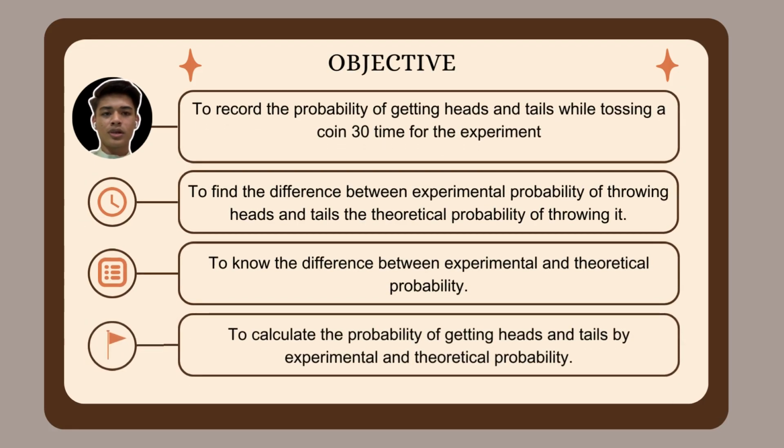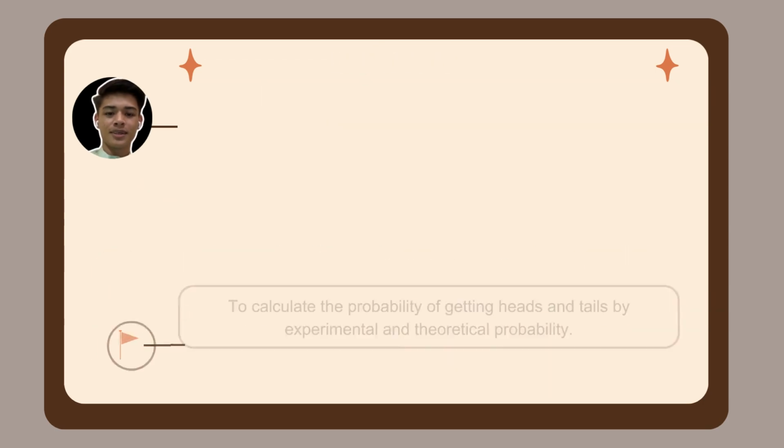The objective of our experiment is to record the probability of getting heads and tails while tossing a coin 30 times. We will find the difference between the experimental probability of throwing heads and tails and the theoretical probability, and calculate the probability of getting heads and tails by experimental and theoretical probability.